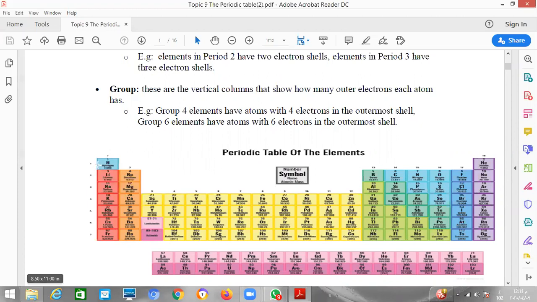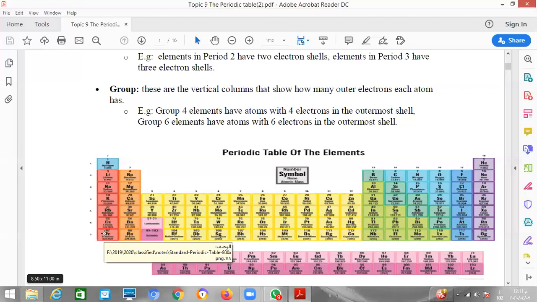So I have 18 groups, vertical lines, and 7 periods. But you have to be aware of the number of periods. Hydrogen is alone here, hydrogen in period number 1, hydrogen and helium in period number 1. Starting from lithium, beryllium is number 2 and 3. After that 4, 5, 6, 7. So I have 7 periods.